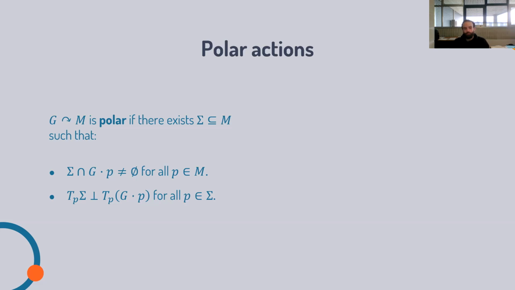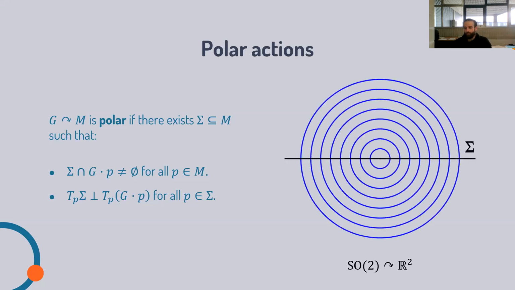I should emphasize that while we're asking that these manifolds are complete and immersed, they may not be closed in the ambient manifold or embedded. So just keep that in mind. The easiest picture that we should have in mind for a polar action is the standard representation of the Lie group SO(2) on R^2. Here, the orbits are precisely the origin, as well as circles centered around it. And if we think about it for a little, any straight line that goes through the origin is going to be a section. For example, I have here the straight line y equals zero as our section sigma.